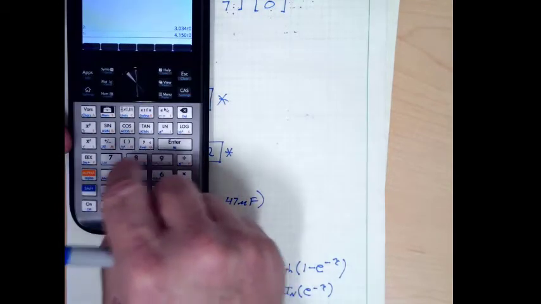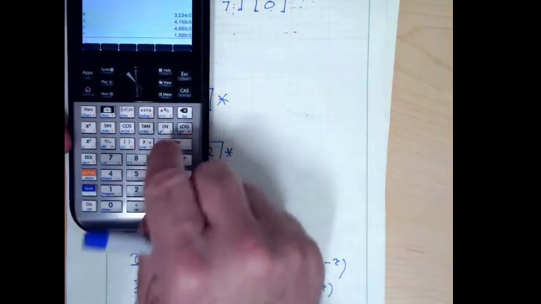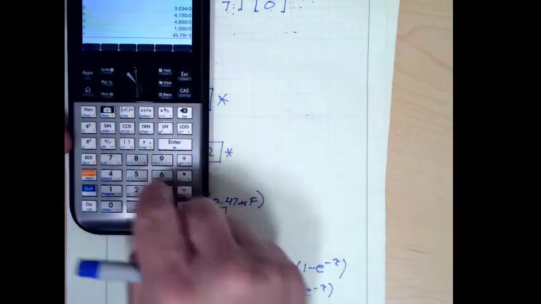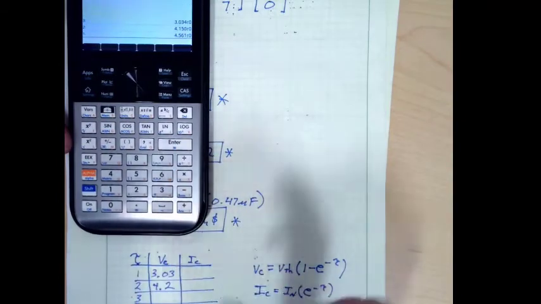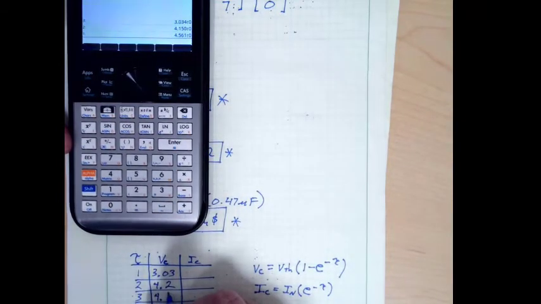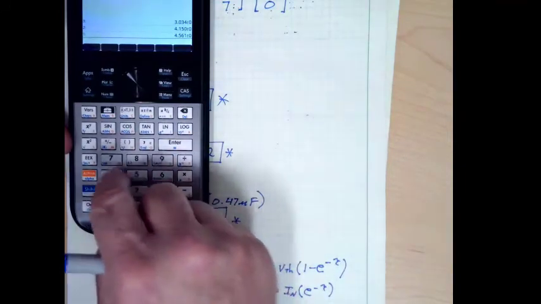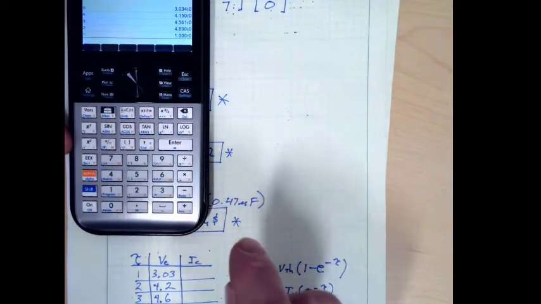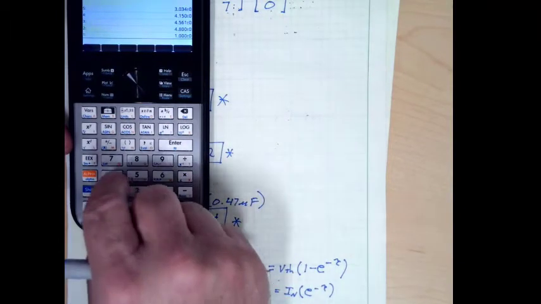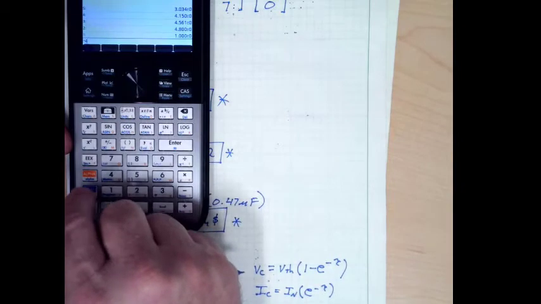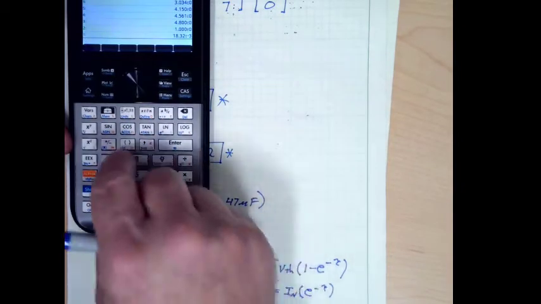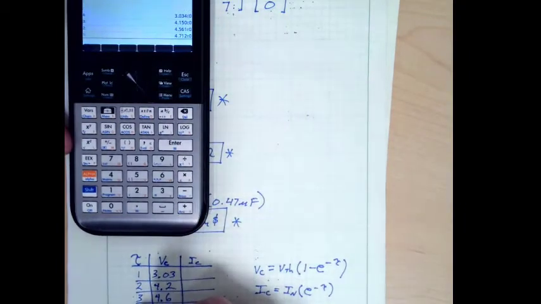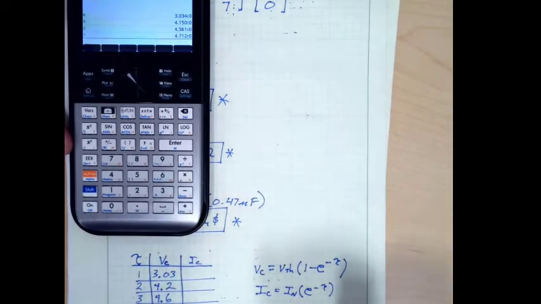And then we have our 4.8 volts again, and we're going to do e to the minus 3 power. Subtract that from 1, multiply it, and we get 4.56, so I'll call it 4.6. Again, the 4.8 volts, and then we've got our minus 4 tau, so that's minus 4, hit the e to the x button, subtract that from 1, multiply it, and we get 4.712, so I'll call it 4.7.